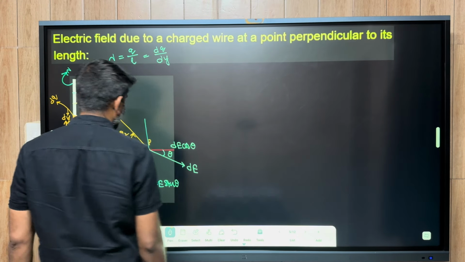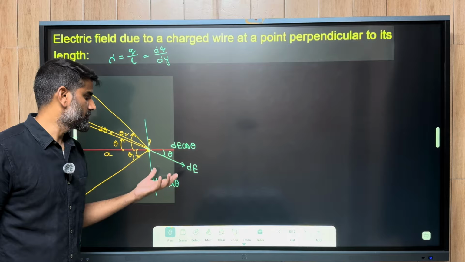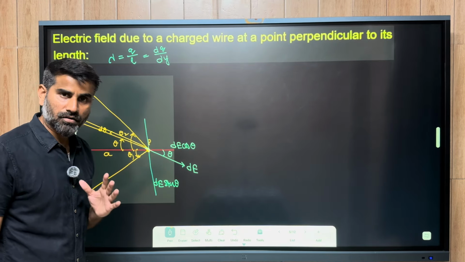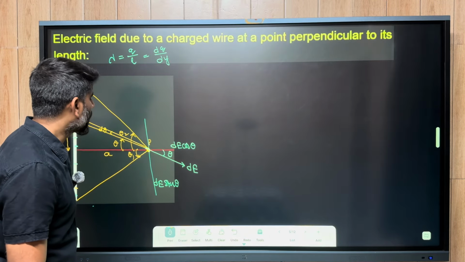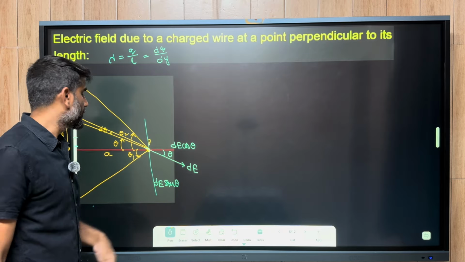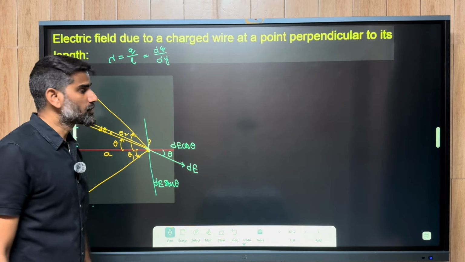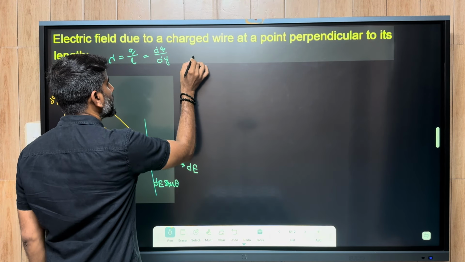I hope the steps and the diagram that I have drawn here are clearly understandable. Okay, right. Now, this is the electric field due to the small element. Due to the small element, right? Now I'm going to write the electric field due to the small element.